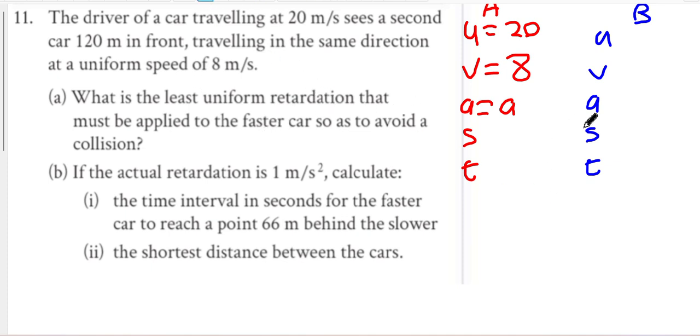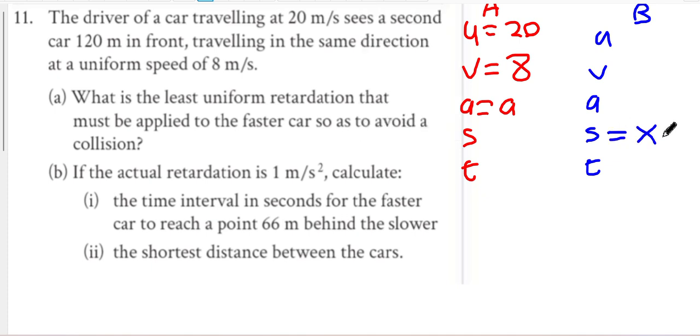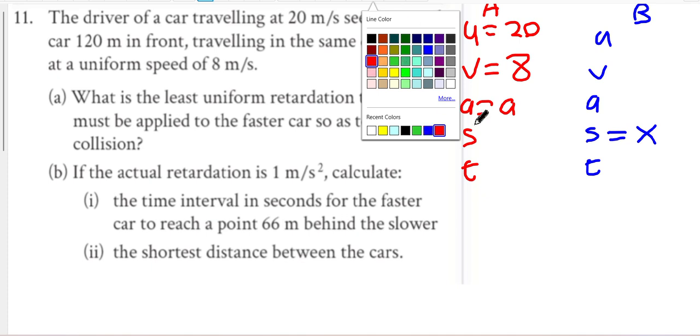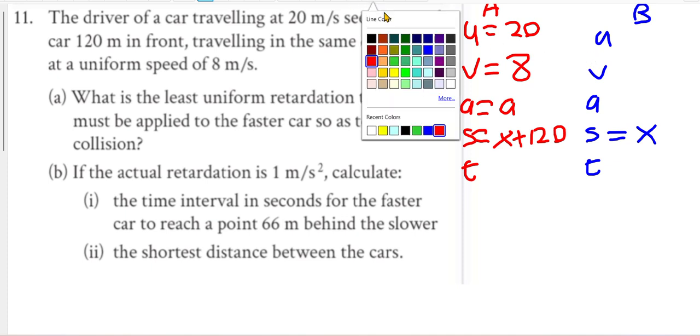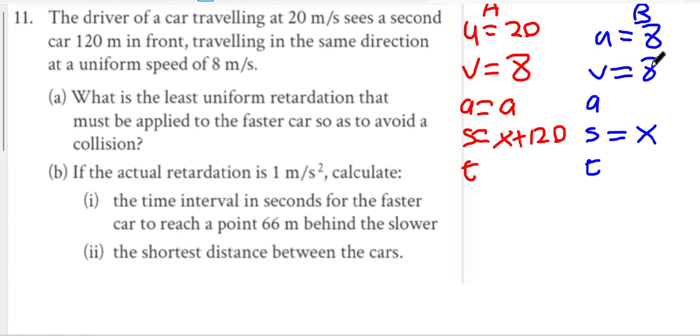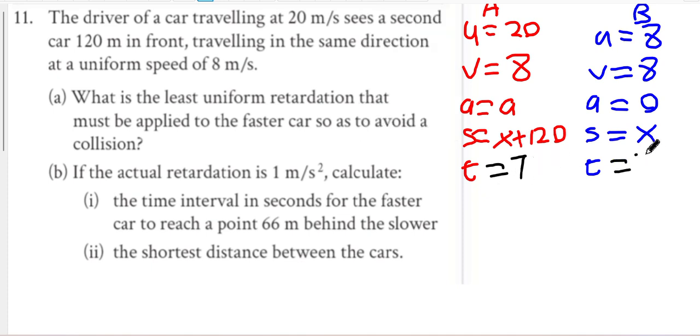So if you imagine that the blue car covers a distance X, yeah? The red car has to cover the same distance with another 120 on top. So we call that X plus 120. Just so it's basically just about to collide. The other car has a speed of 8, final speed of 8, and an acceleration of 0. The times are the same in both of them. The t values are just t.